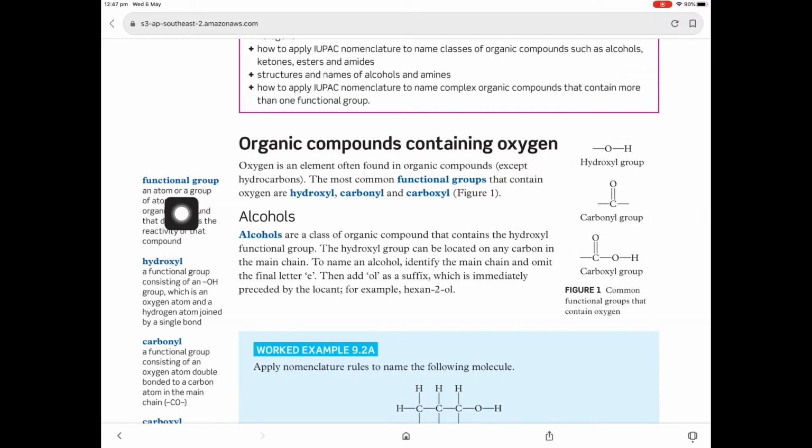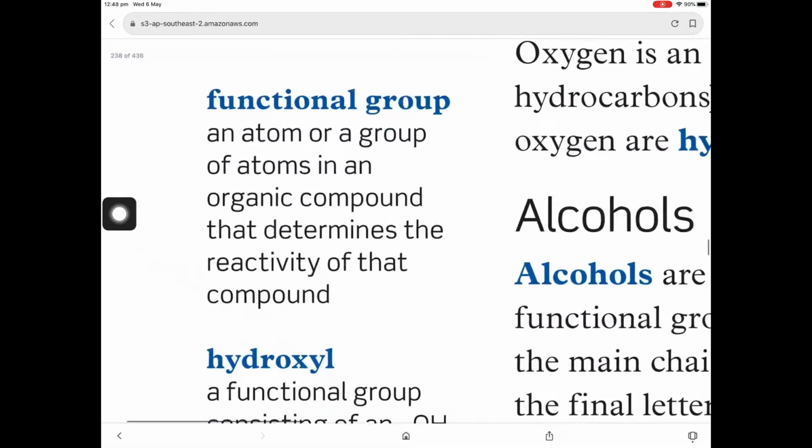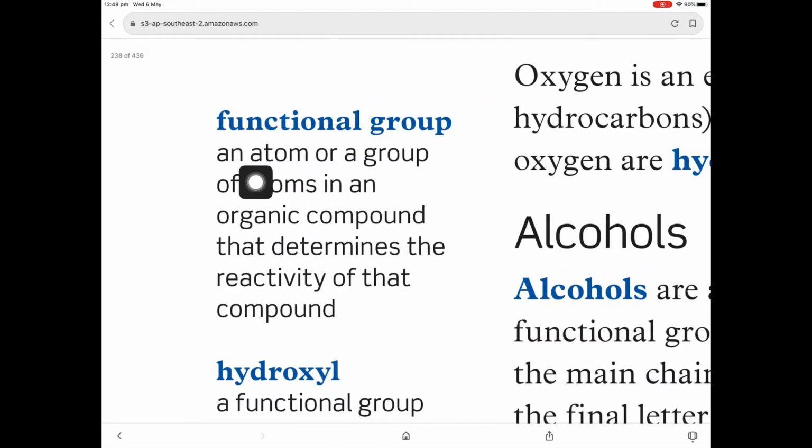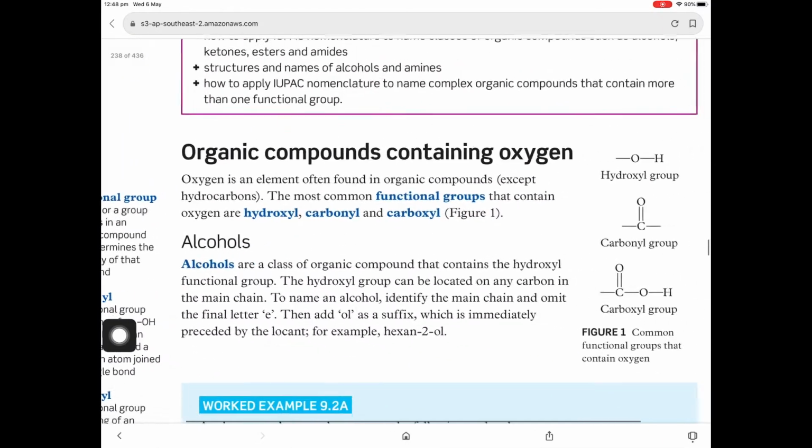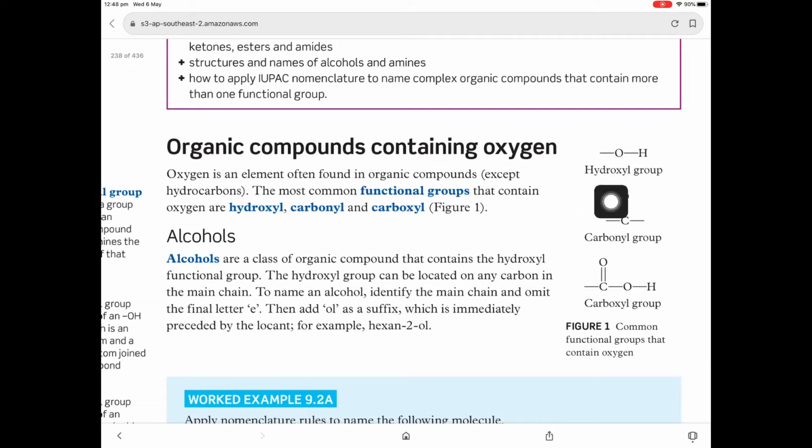But what is a functional group first? Well, let's have a look at the definition on the left-hand side of the page. By the way, we're up to page 226. A functional group is an atom or a group of atoms in an organic compound that determines the reactivity of that compound. Like I said before, it's a bit like a side branch, and it actually defines the chemistry of that compound.